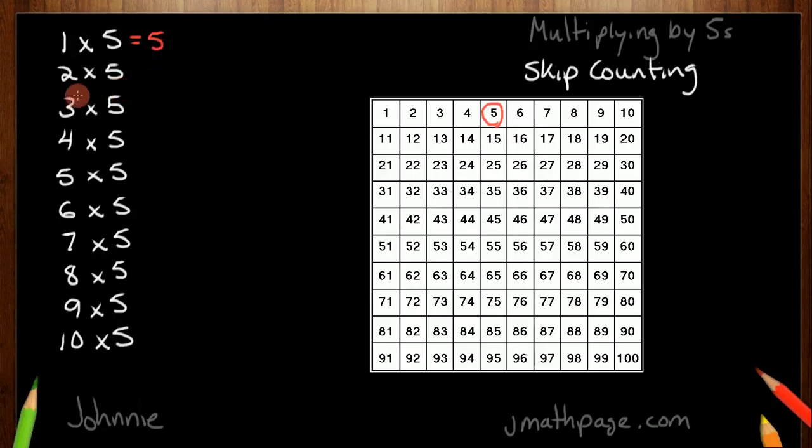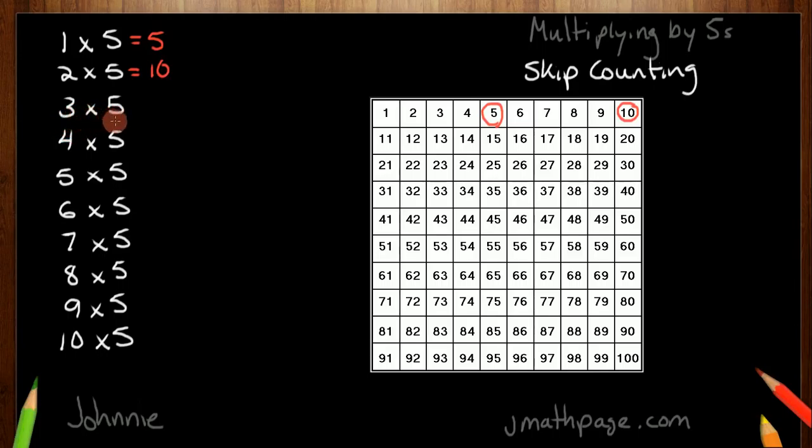Okay, let's look at the next one. 2 times 5. So here I'm skip counting by 5 2 times. Well, I've skip counted by 5 once. Now I need to do it again, right? So let's count off 5 more. 1, 2, 3, 4, 5. So I've skip counted once to 5, and I've skip counted a second time to 10. So what that tells me is that skip counting by 5 2 times, or 2 times 5, I arrive at 10.